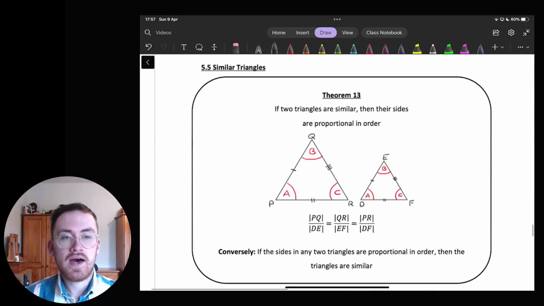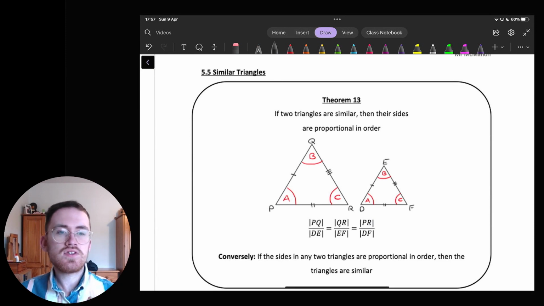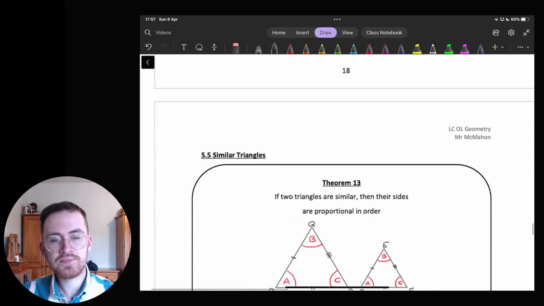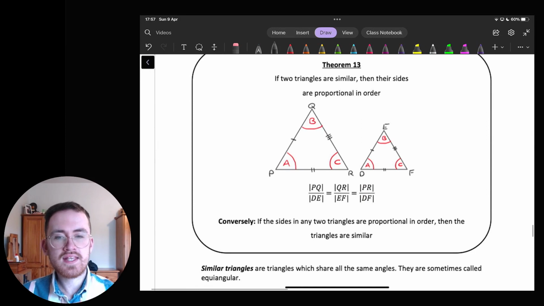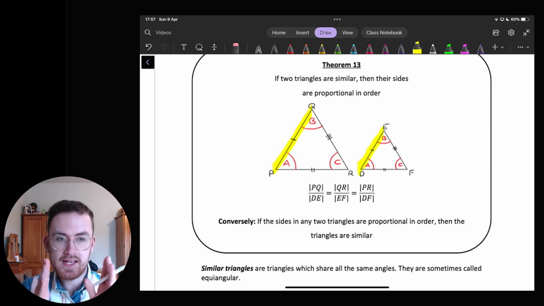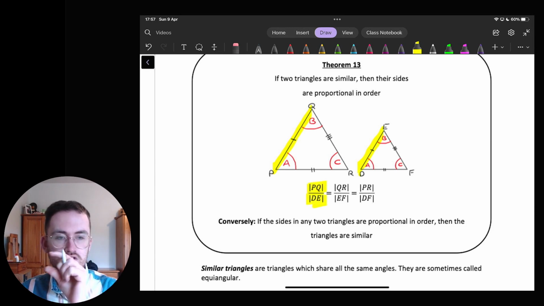We're going to look now at triangles that aren't congruent, aren't identical, but they are similar. So we call them similar triangles. If two triangles are similar, then we say that their sides are proportional in order. We saw this a little bit when we looked at the parallel lines cutting the triangles. For a similar triangle, the side, say PQ here, is proportional to the side on the other triangle that would line up with that one, which would be DE there. We write them like this: we take the side from one triangle and put it over the side from the other triangle.